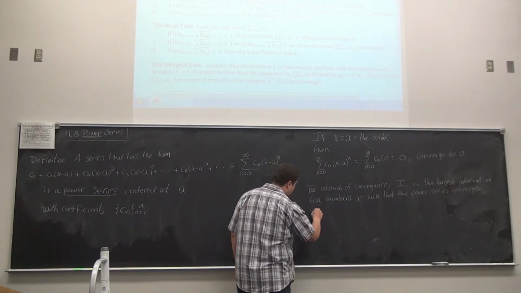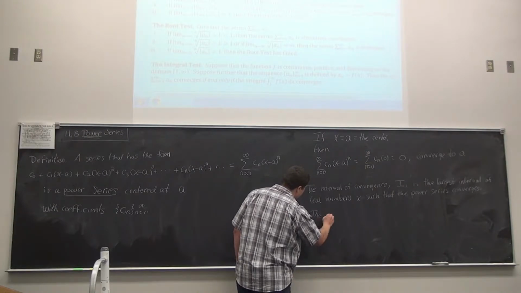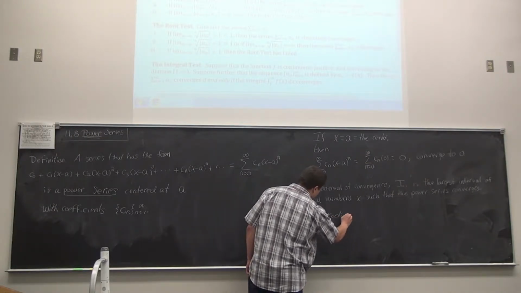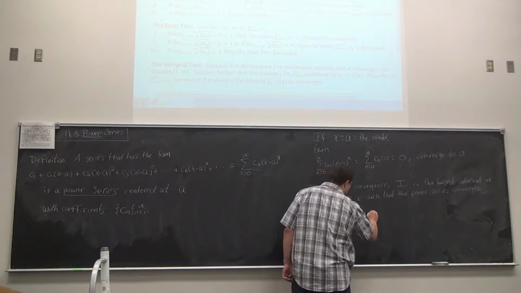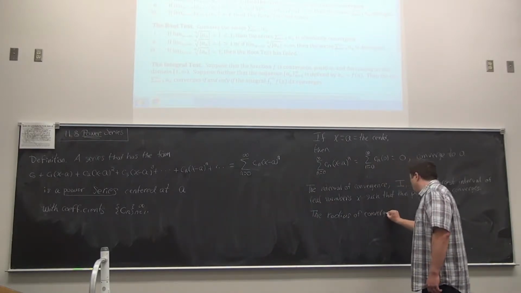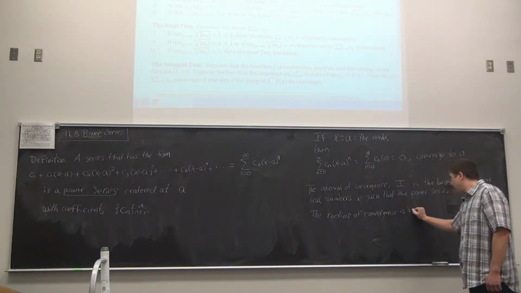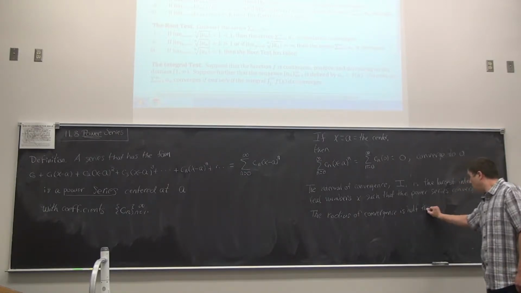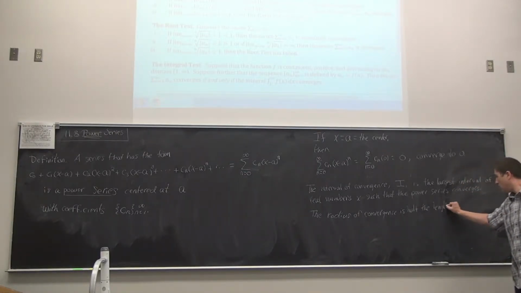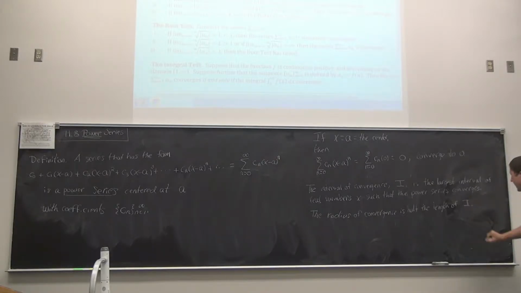Then this related concept is the radius of convergence, which is half the length of I, where I is that interval of convergence. If you want to say the diameter of convergence, then you would just say it's the length of the interval I.